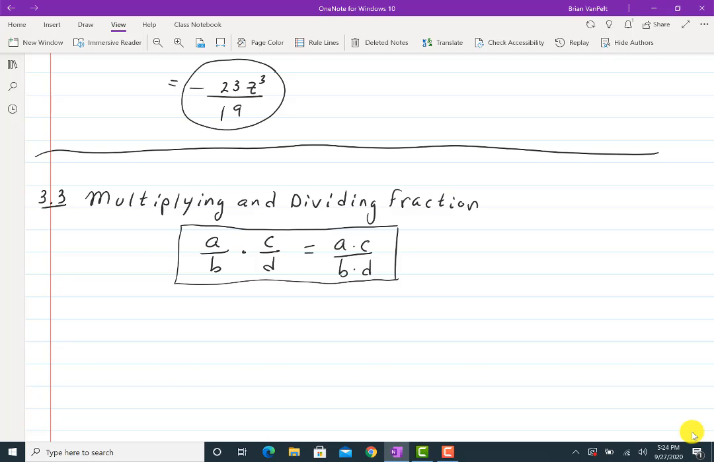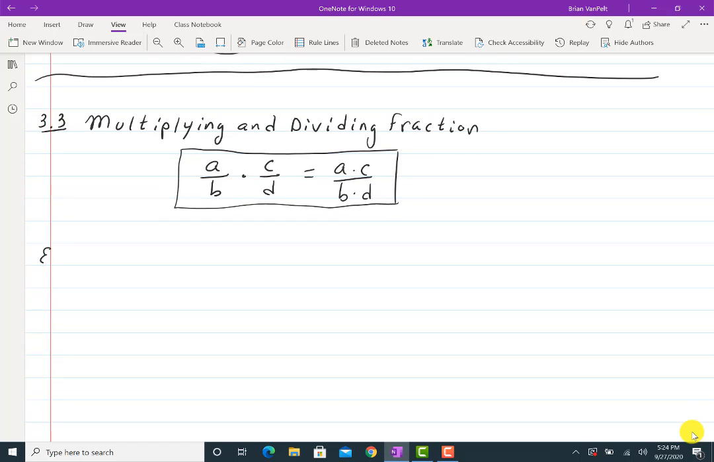Let me do a quick example and then I'll do more complicated examples after this. Let's start with 2/7 times 5/9. According to this rule that I have up here, I'm going to multiply the numerators together, so the 2 and the 5. I'll write it in steps. I'll do 2 times 5, and in the denominator I will do 7 times 9. And that will equal 2 times 5 is equal to 10, and 7 times 9 is equal to 63.